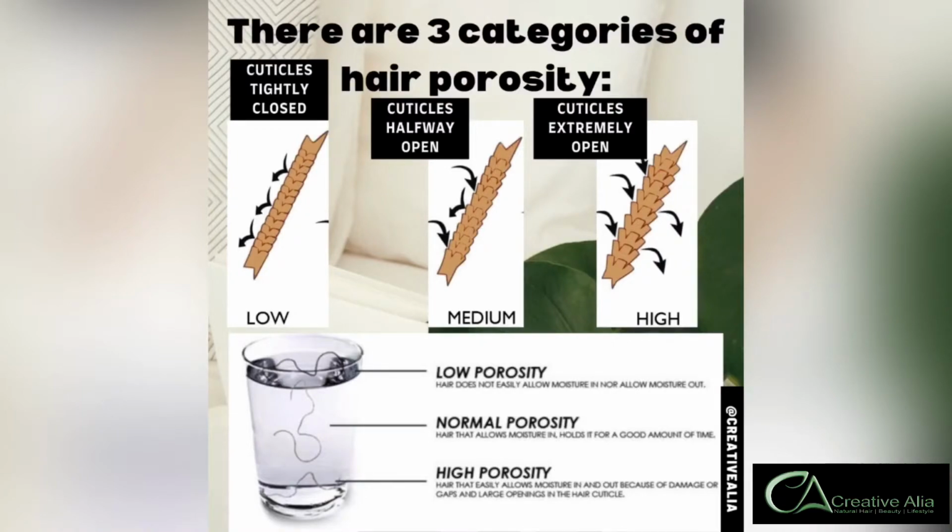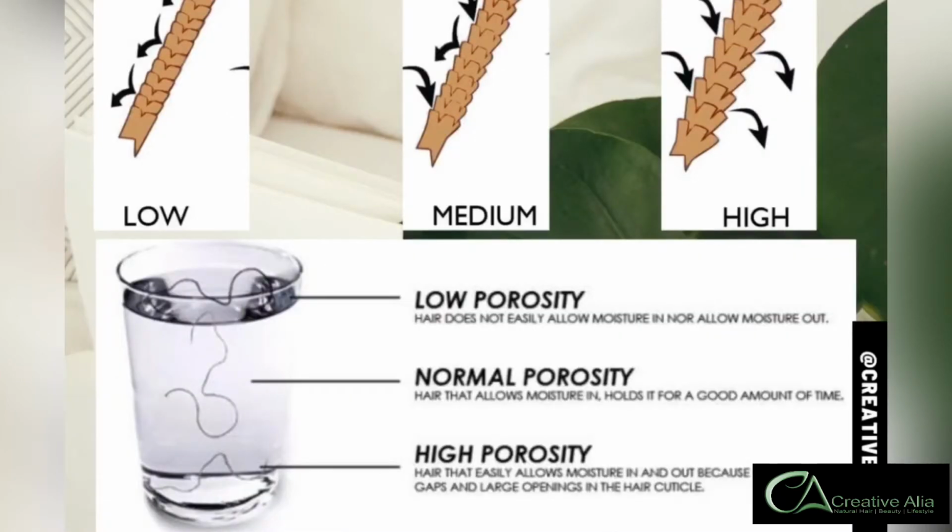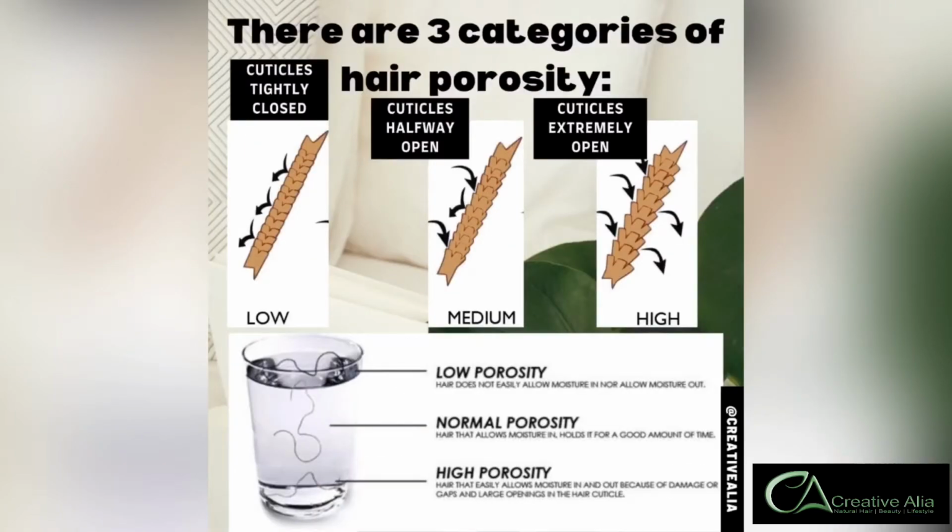Last but not least, you have high porosity hair. This means that the cuticles on your hair shaft are extremely raised and really open. This means that you have hair that easily allows moisture in but allows moisture out too, so it tends to be very dry. This could be due to damage, gaps, and large openings in the cuticle because of how you treated your hair, and other factors I'm going to expound next.